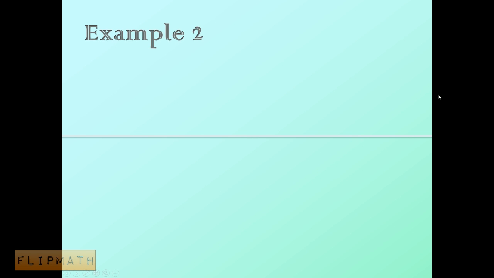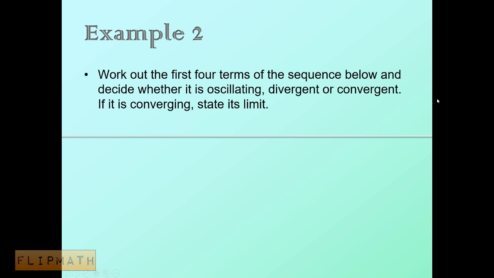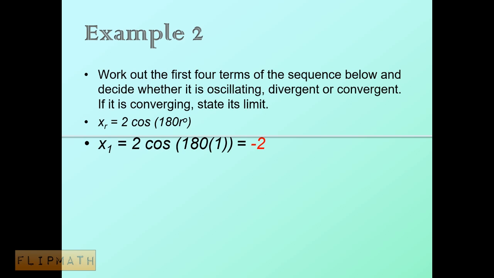We'll look at our second example. And again, we're going to work out the first four terms and then state whether it's oscillating, divergent, or convergent. If it's convergent, state its limit as before. And the nth term that we were given is x_r equals 2 cos(180 times r). And just to be clear, that's in degrees. So we're going to put r equal to 1. So it becomes 2 cos(180 times 1). 180 times 1 is 180. So we're going to get 2 cos 180. And if you pop that in your calculator, you'll find that that value is -2.